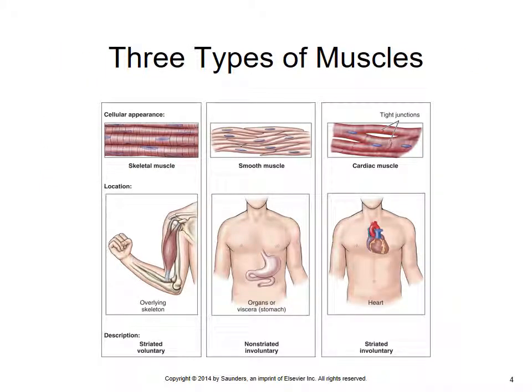This slide illustrates the 3 types of muscles: skeletal muscle, smooth muscle, and cardiac muscle. And you see that the skeletal muscle is striated and it is voluntary. The smooth muscle is non-striated and involuntary. And you see where this would be found: organs or viscera, for instance, in the stomach. Something we don't think about, digestion, which is always going on. It's an involuntary process. And then cardiac muscle, which is also striated, but it is involuntary and found only in the heart.